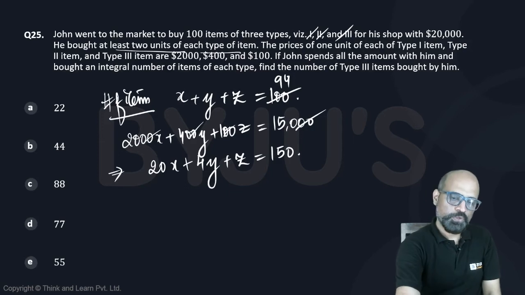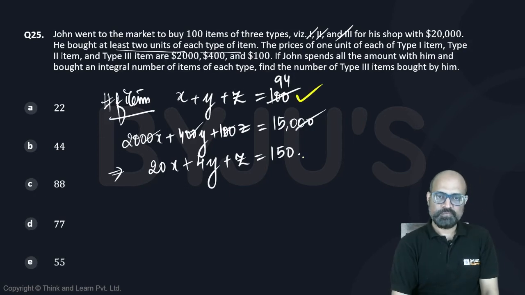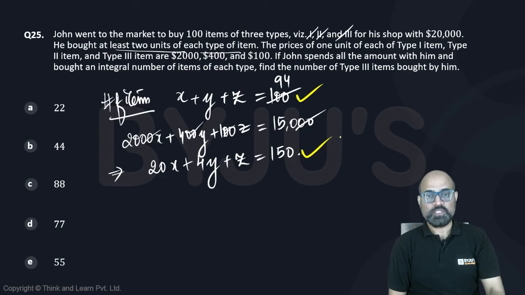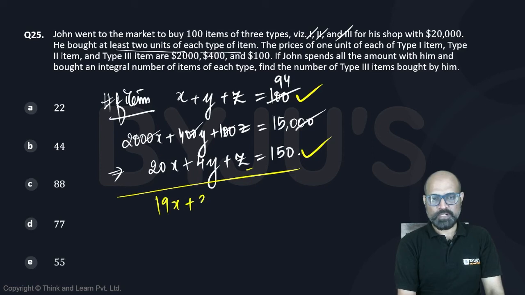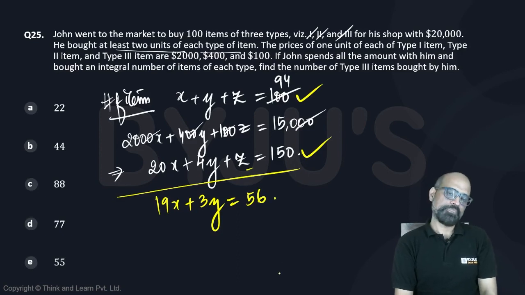So we have these two equations, right? And 3 variables. So we need to find out type 3, as in we need to find out how much z is going to be. Well, let's do one thing. Let's subtract. So we will have 19x plus 3y is equal to 150 minus 94, which is 56. 19, if I put x as 1, so this is going to be 37. 37 and 3y, I'll get y as fraction, right?